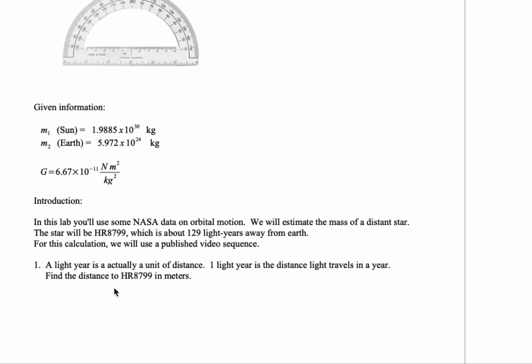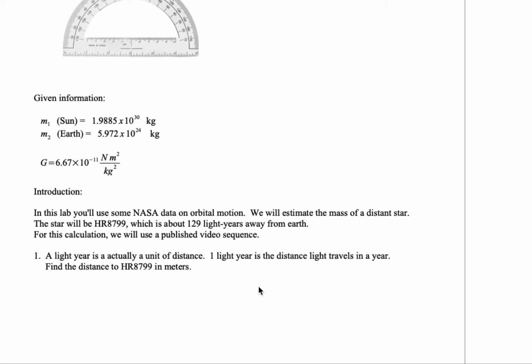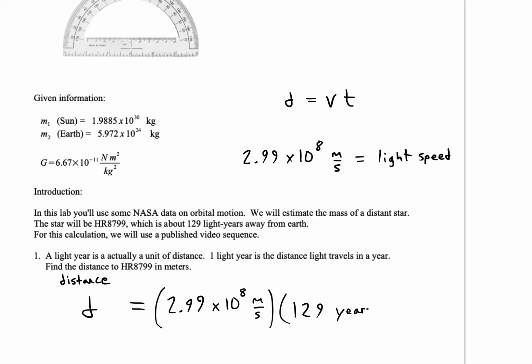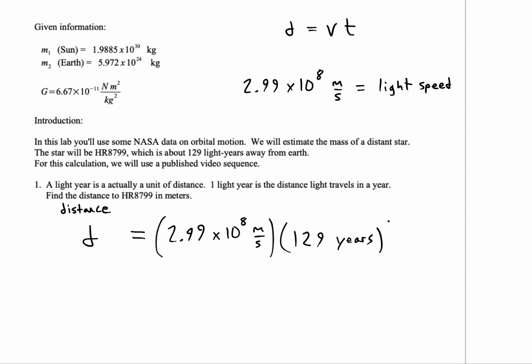So it says try to find the distance to HR 8799 in meters. One light year is the distance that light travels in a year. So a light year is a unit of distance. So we've got to convert our years to seconds. So 365 days in a year, 24 hours in a day, 3,600 seconds in an hour.